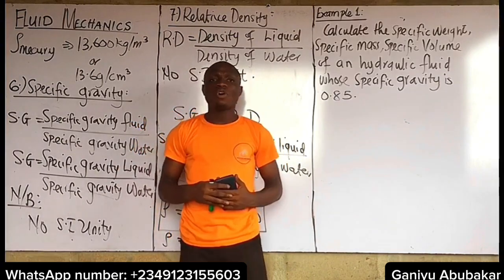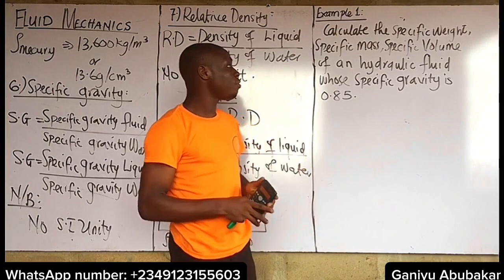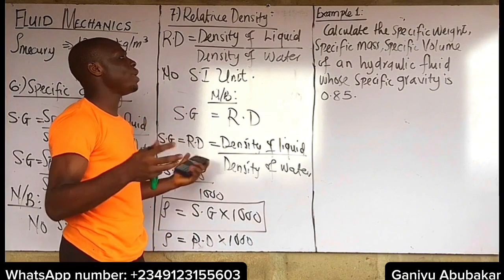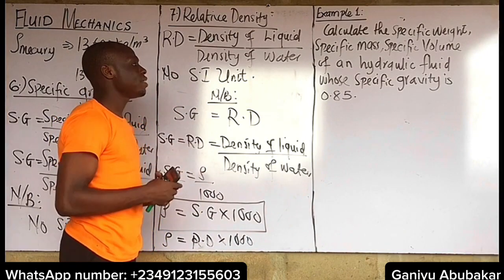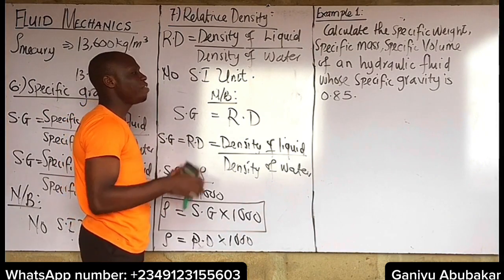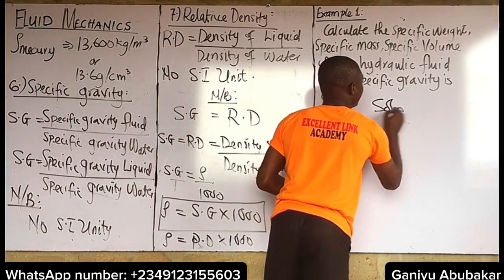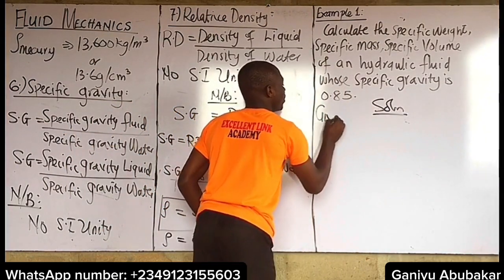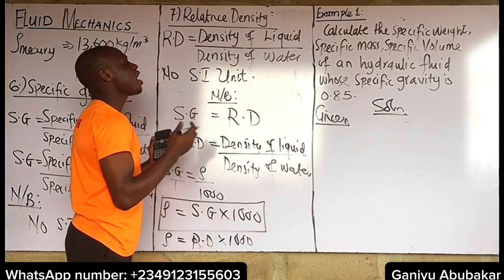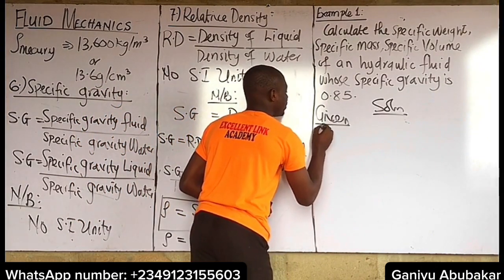Welcome back. Let's use all these concepts we have learned to solve this example here. Example says, calculate the specific weight, specific mass, and specific volume of a hydraulic fluid whose specific gravity is 0.85. Solution. First step in science is to list out the given parameters. What are we given? Calculate the specific weight. I'm going to calculate specific weight. So number 1 there.